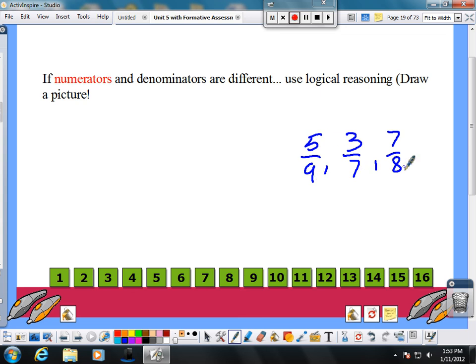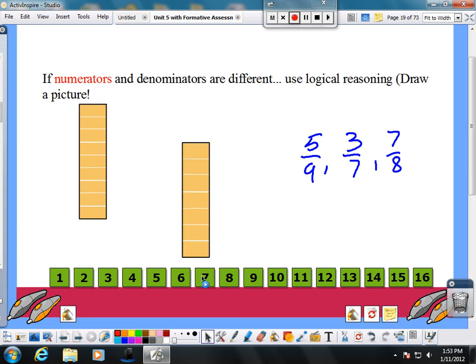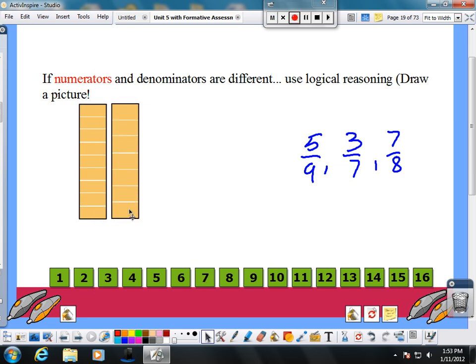Now we want to go ahead and use some logical reasoning. Again, the smaller the denominator, the larger the pieces for that particular fraction. Let's go ahead and draw a picture because I think drawing pictures is really, really easy. So I want to get my 9ths out. I want my 7ths out. And I want my 8ths.